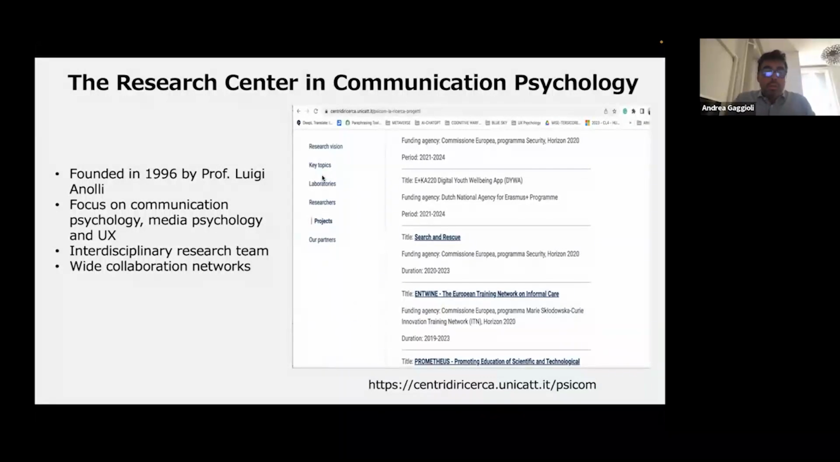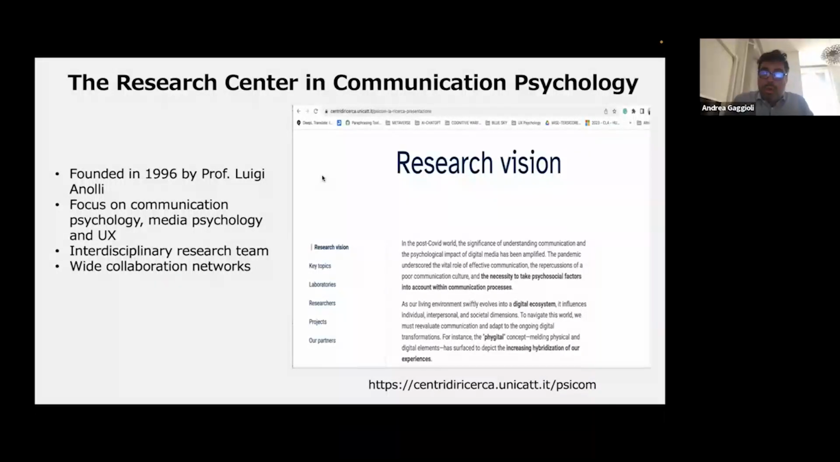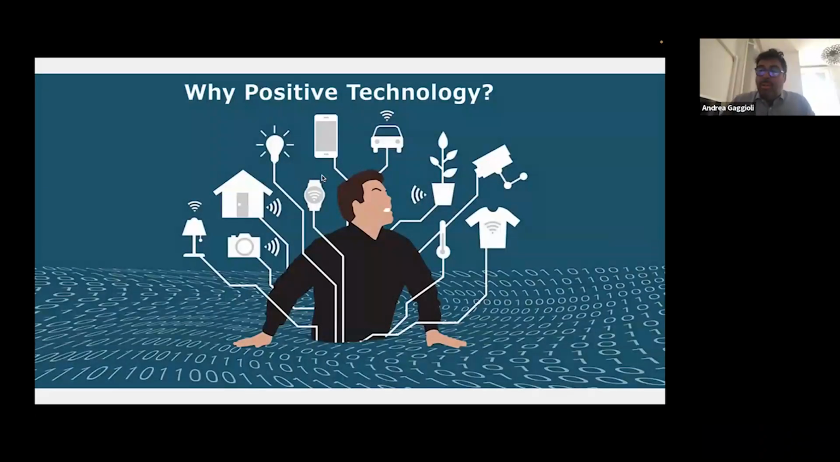We have three full professors, two associate professors, three researchers, several postdocs, and PhDs. We have a very practical orientation integrating cognitive and social psychology, cyber psychology, user experience psychology. We develop interventions to enhance communication process and deepen our understanding of positive technology applications. So we can now start with the workshop, but I think that this preliminary information is very useful to establish some connections between our university and our research center and the audience today and researchers from your university.